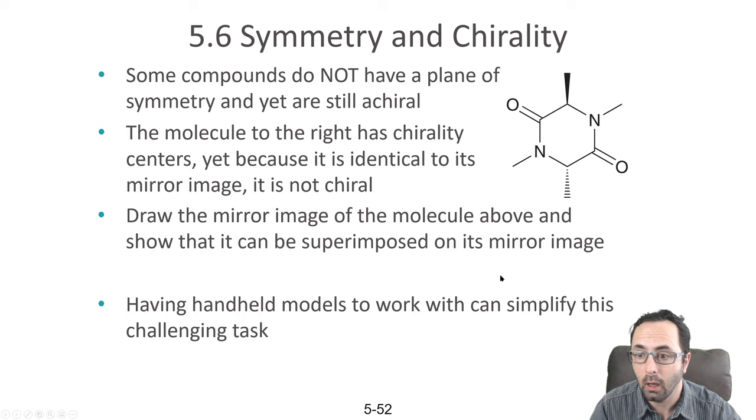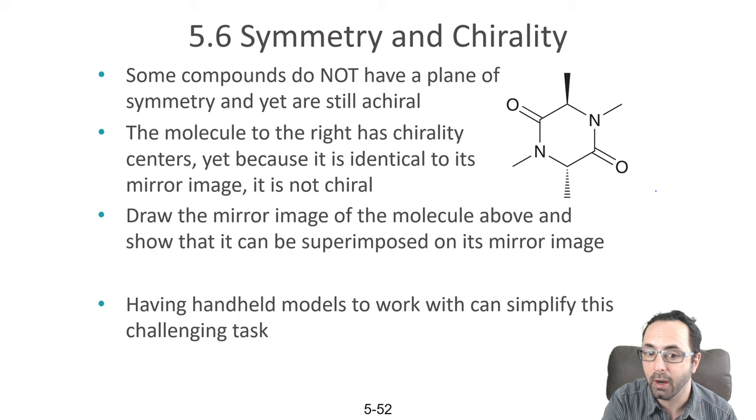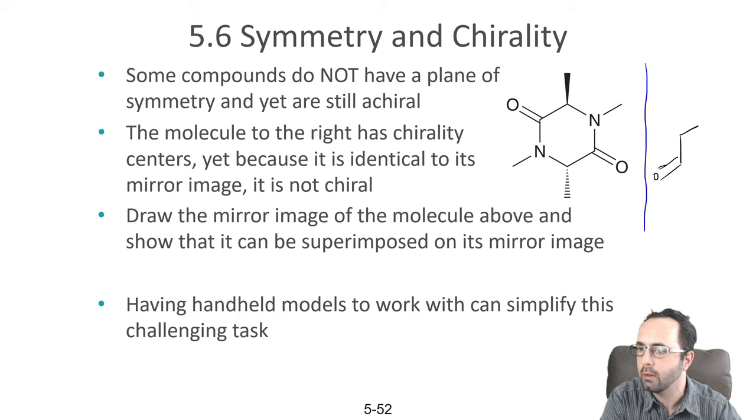There are situations where compounds do not have a plane of symmetry and are still achiral. So when you take the mirror image of this, if you draw the mirror image, you actually get exactly the same molecule, even though it's not perfectly symmetrical somewhere. And so if we draw the mirror image of this molecule, let's make this the plane of the page. Let's draw a mirror image. We have an oxygen here. We have this wedged carbon here. We have the nitrogen here. We have a double bond to oxygen here. And we have a dash here.